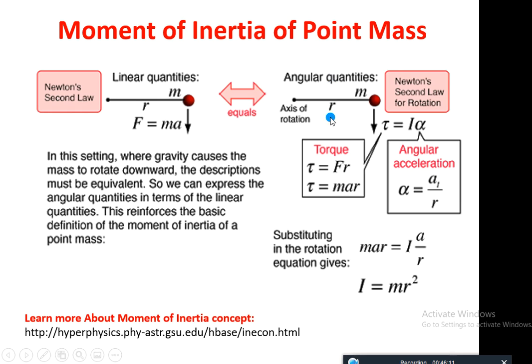Torque is equal to force into moment arm. Taking force from the linear concept, we have F is equal to ma, so tau is equal to m into a into r. That means mass into acceleration into moment arm.